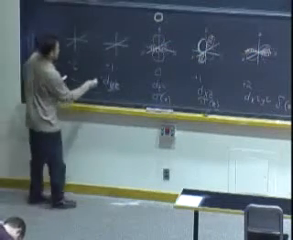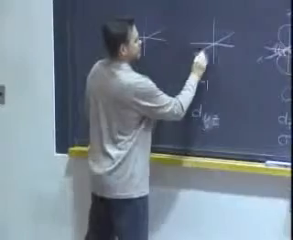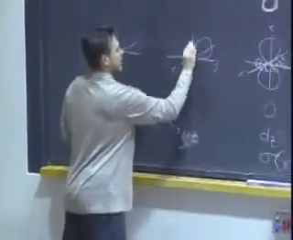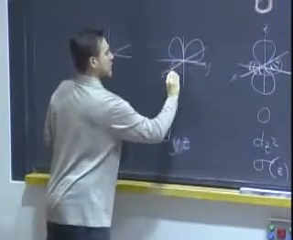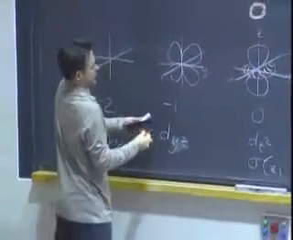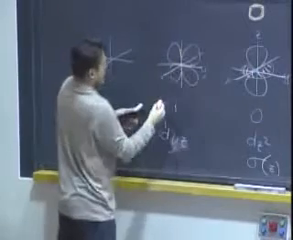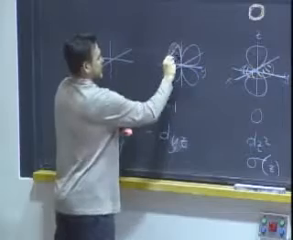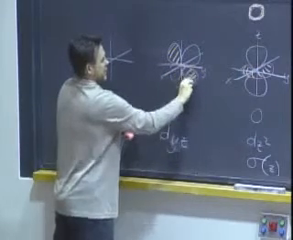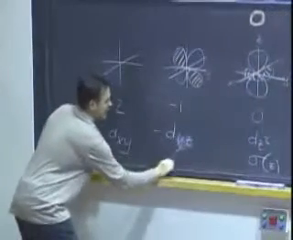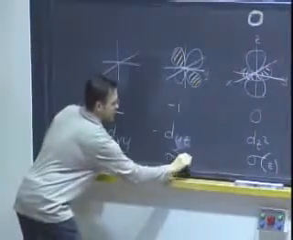And then over here, the dyz orbital has its 4 lobes between y and z, like that. And it is positive between y and z, and negative over here as I'm shading. Okay? And this one, like dxz, is pi with respect to z.